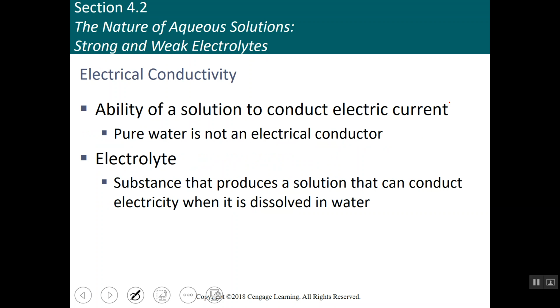Solutions can have the ability to conduct electricity. And you've probably seen this before if you've ever seen the lemon experiment, where you put 2 electrodes in a lemon and it lights the light bulb up. That just means that it can conduct an electrical current. Pure water is not an electrical conductor. It has to have things dissolved in it.